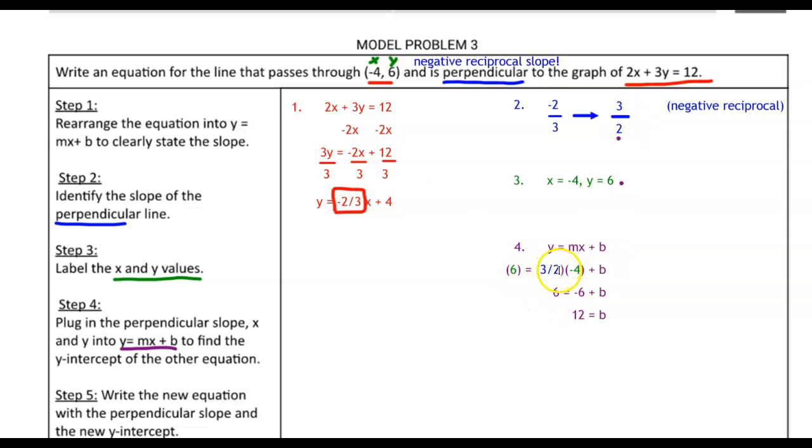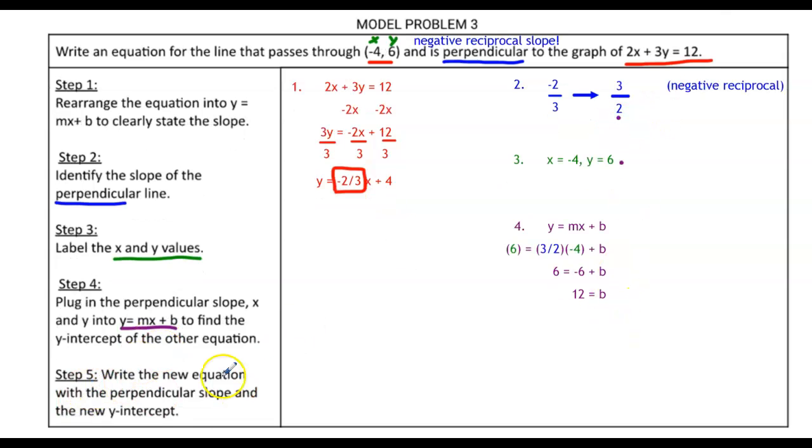All right, 6 is equal to 3/2 times -4 plus b. Keep in mind that this is a fraction, 3 over 2. I wrote it out horizontally here because it's just easier to write out in text, but it's the same as 3 divided by 2. I know that 3 over 2 times -4 is -6. Adding 6 to both sides gives us 12. So now I have two pieces of information that I need. I have my y-intercept, which is 12, and I have my slope, which is 3 over 2.